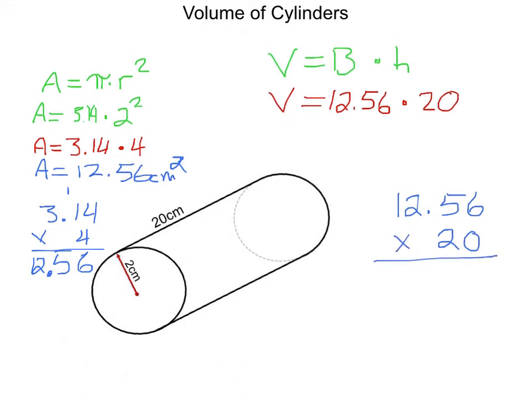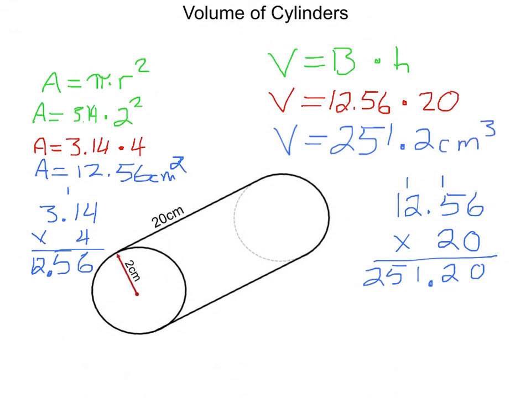So let's go ahead and do that. We're going to have 0 times 6, which of course is 0, and 0 times anything is 0, so we're just going to leave that there. We have 2 times 6, which is 12. 2 times 5 is 10, plus 1 is 11. 2 and 2 is 4. 2 times 2 is 4, plus 1 is 5. And then 2 times 1 is 2. 2 decimal places, so our total volume is going to be 251.2 centimeters cubed. So there we have it. That is how to find the volume of a cylinder.